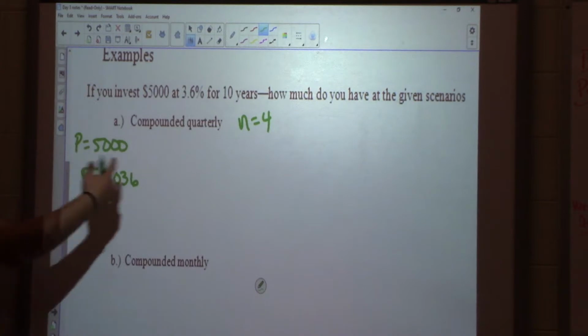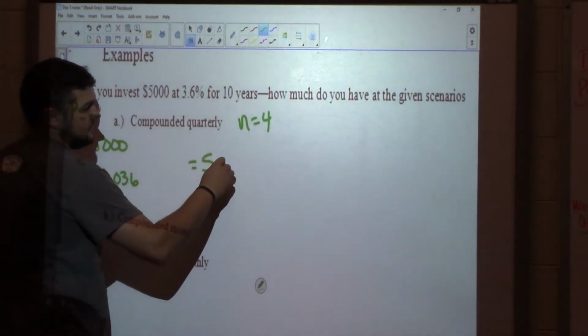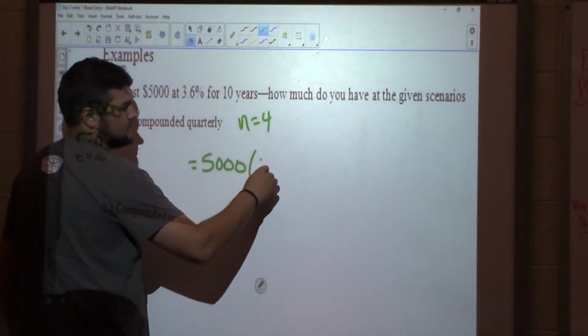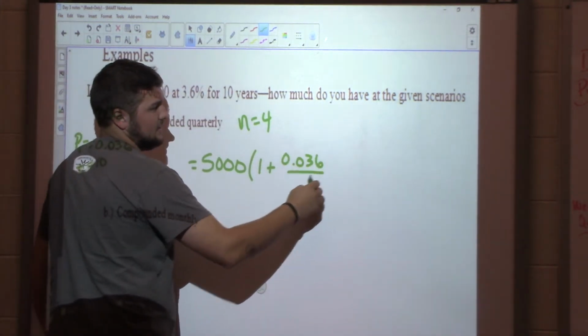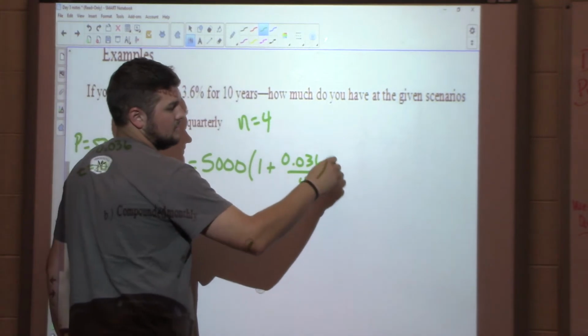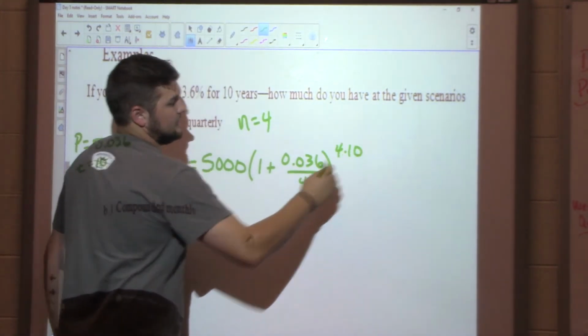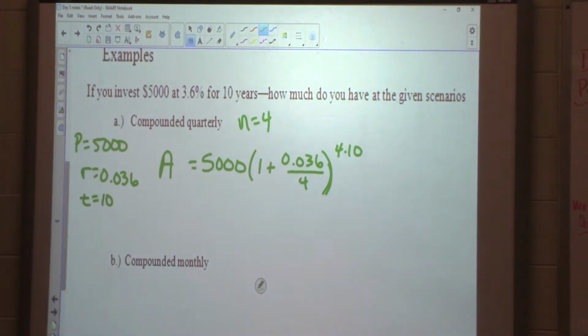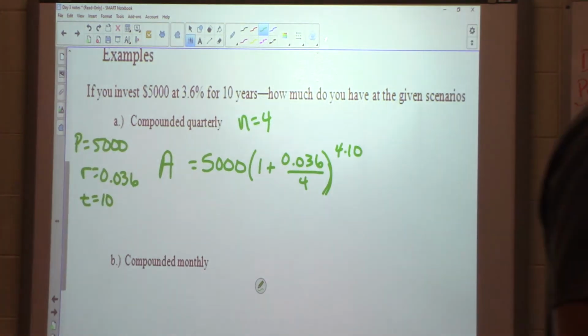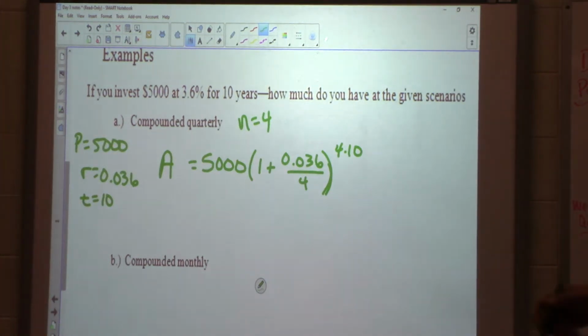So if n equals 4, I'm going to plug it into my formula. 5,000 times 1 plus 0.036 divided by 4, to the 4 times 10 power. I can hear you already clicking away at your calculators. Plug it in, see how much money we would have. It's compounded quarterly.